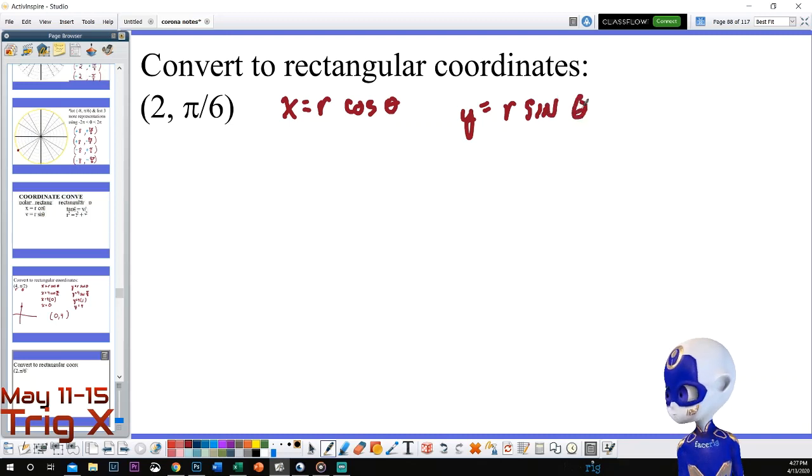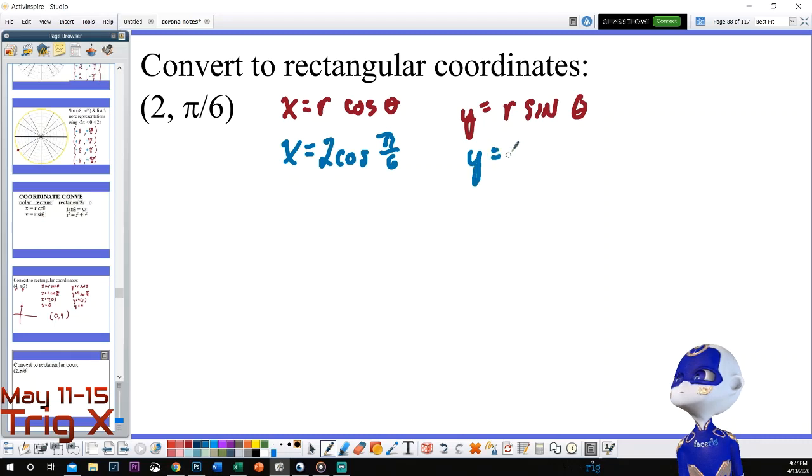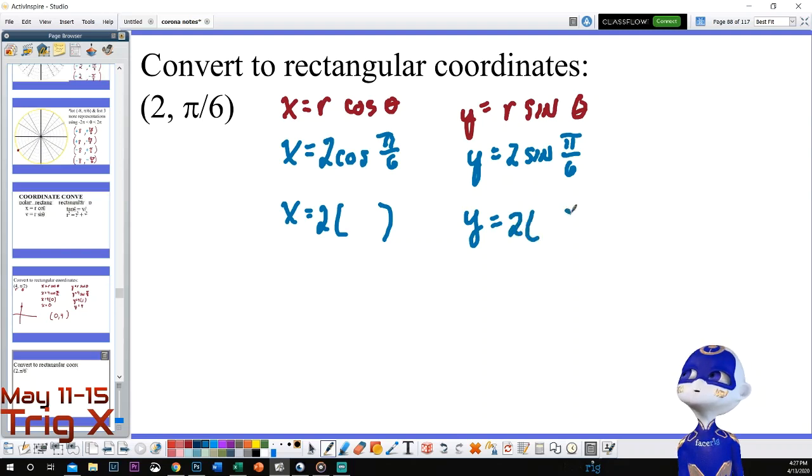All right, hopefully I know you got at least that far. Hopefully you got x equals 2 cosine of pi over 6 and y equals 2 sine of pi over 6. You remember back to colorful snot, c was the cosine value, s was the sine value, so that's your x, that's your y. Next we're going to figure out what is the cosine of pi over 6 and what is the sine of pi over 6.